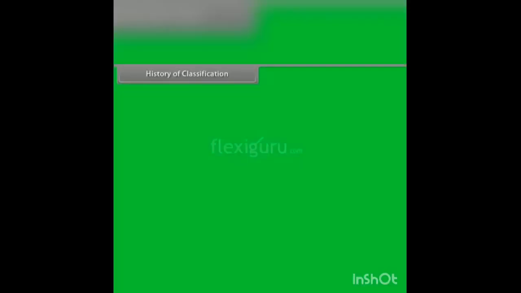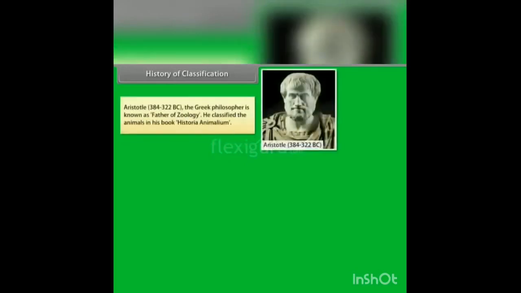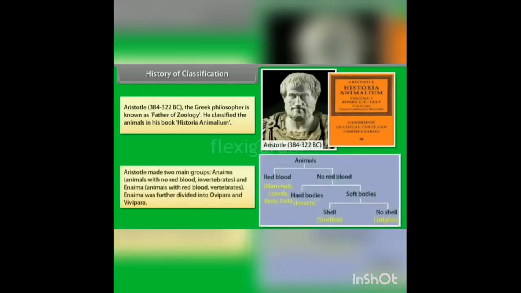Next is history of classification. Aristotle, 384 to 322 BC, the Greek philosopher, is known as the father of zoology. He classified the animals in his book Historia Animalium. Aristotle made 2 main groups, Anaima and Enaima. Anaima, animals with no red blood, and Enaima, animals with red blood. Enaima was further divided into ovipara and vivipara.